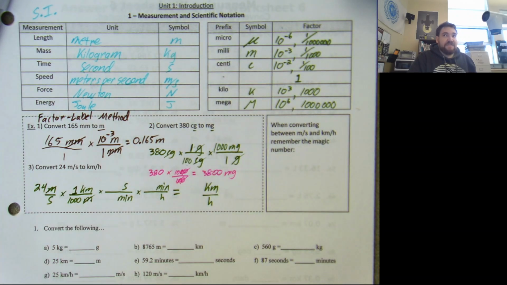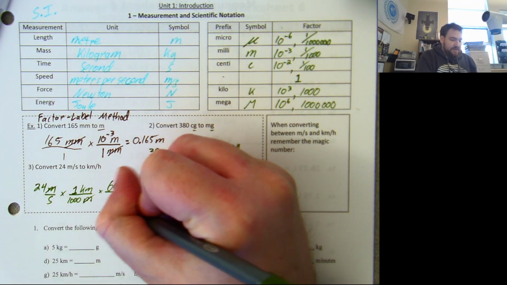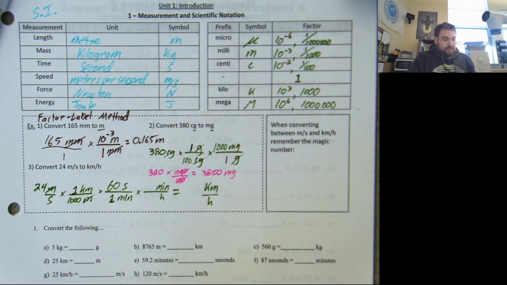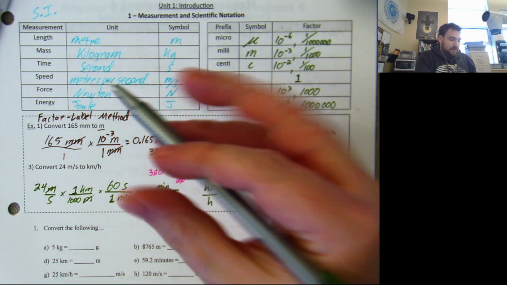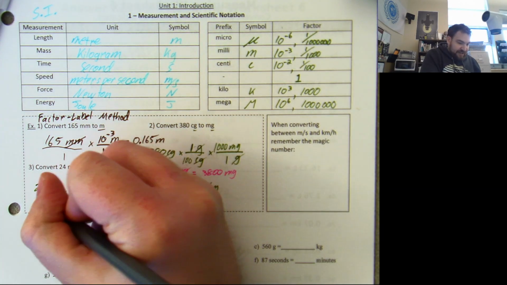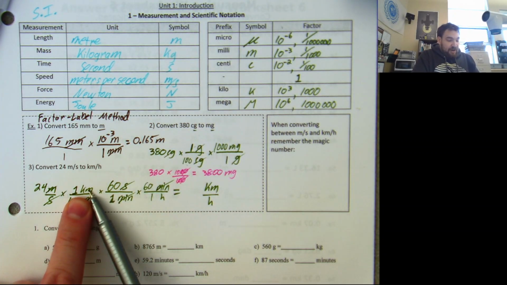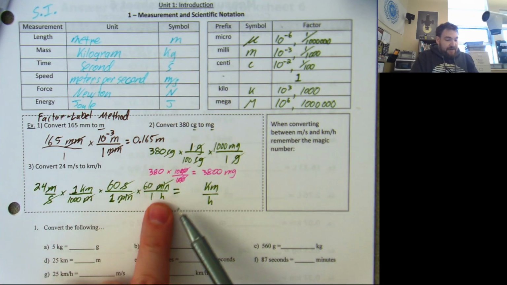And so now I got to fill in these values. How are seconds and minutes related? There's 60 seconds in 1 minute, so the 60 goes with the seconds, the 1 goes with the minutes. And the minutes and hours are related how? There's 60 minutes in 1 hour. So my seconds are going to cancel here, my minutes are going to cancel here, and I can see that all I'm going to have left is kilometers in the numerator and hours in the denominator.